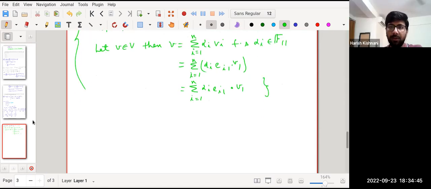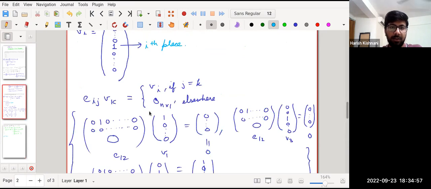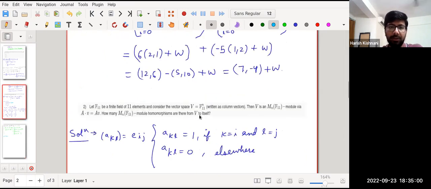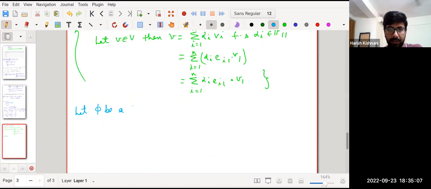So now why did we do all these things? Because now we come to the original problem, which says count the number of module homomorphisms from V to V. So let phi be a Mn(F11) module homomorphism from V to V.